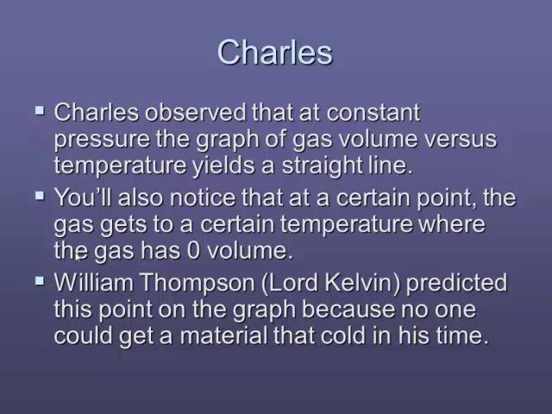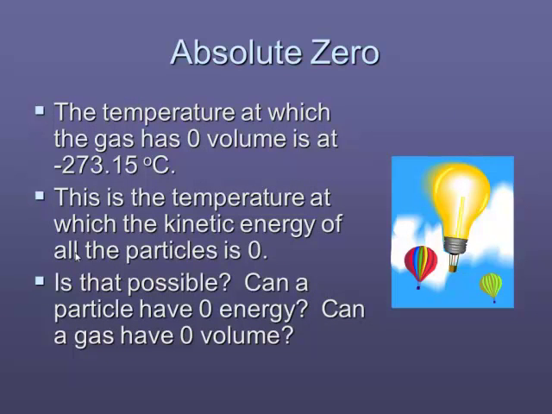Now, someone caught on to this. William Thomson was also known as Lord Kelvin. He became a lord, he lived in England, you get knighted and called Lord Kelvin. He took a look at the information that Charles published, and he found in his data this particular point could be theoretically thought of, that no one would be able to get that material that cold. So he attempted to get cooler and cooler and cooler, but unfortunately the technology of his time kind of limited him. So what is this absolute zero thing about?